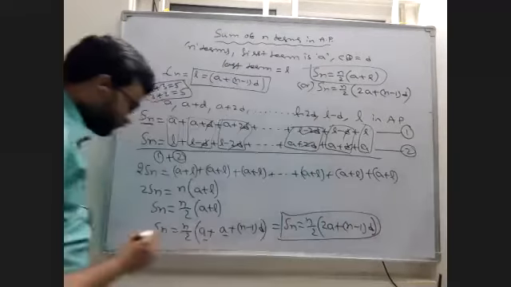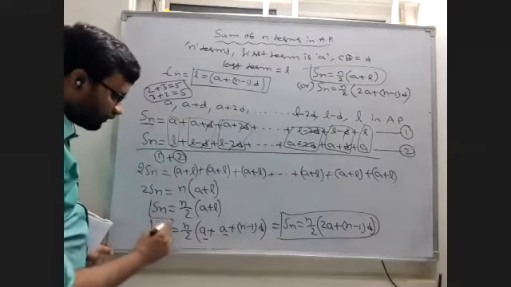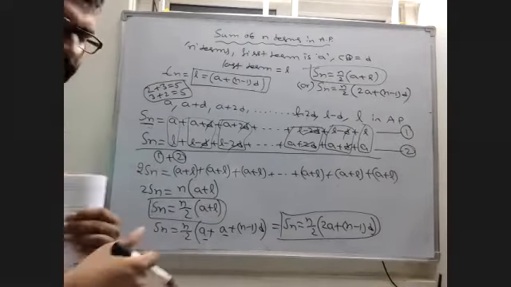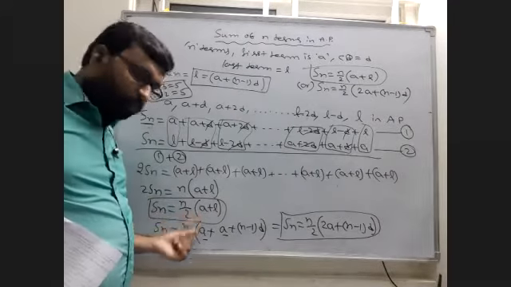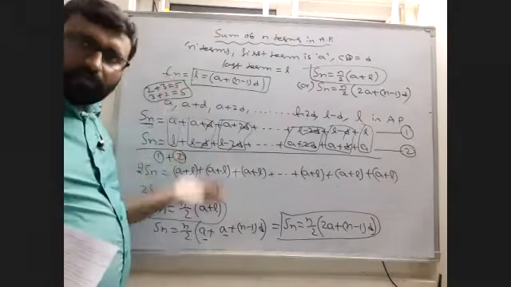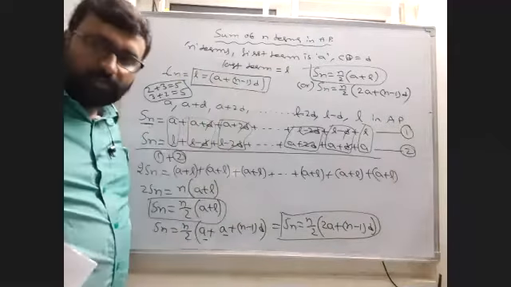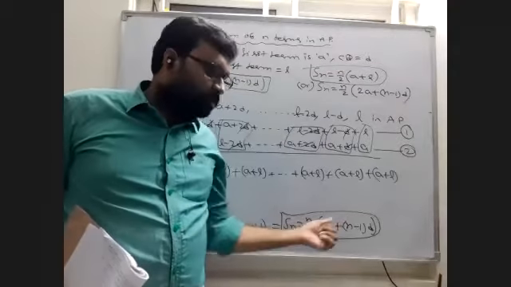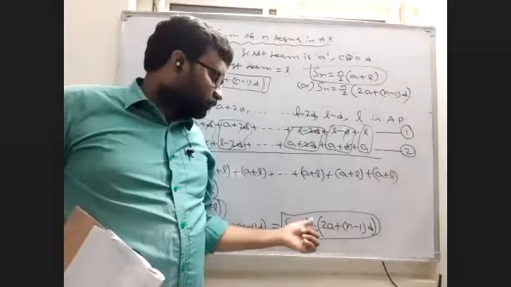You can use this one or this one. Whatever it is, you can use, both are correct. But when you are using this one, you have to know the last term. L is the last term, see L. If you don't know L, you can find it by using this formula. So it is better to remember this formula. Why? Because there is no L. Okay. So what is the formula?